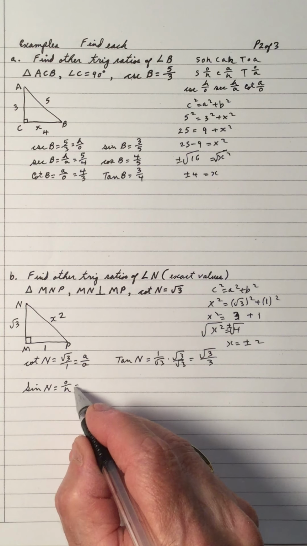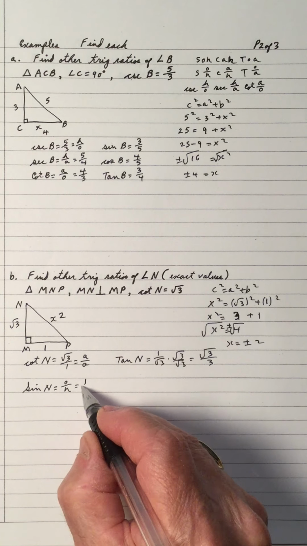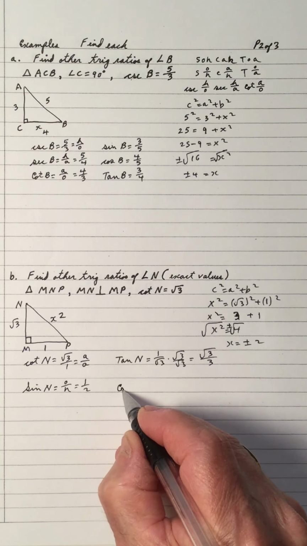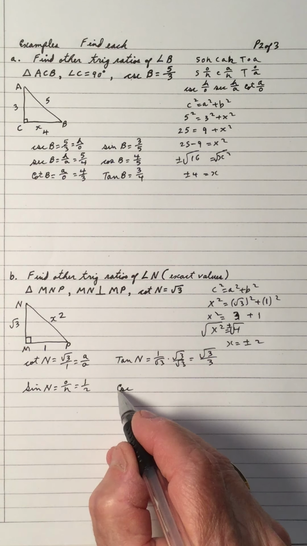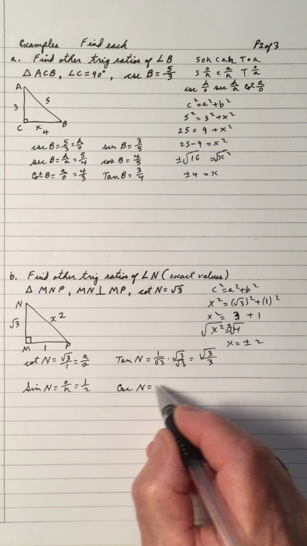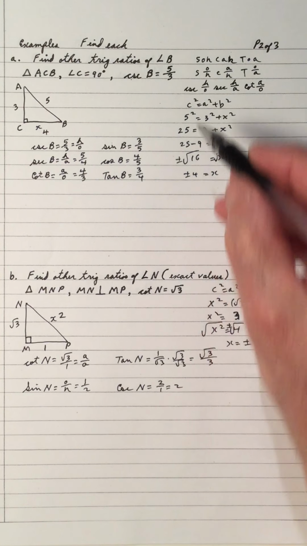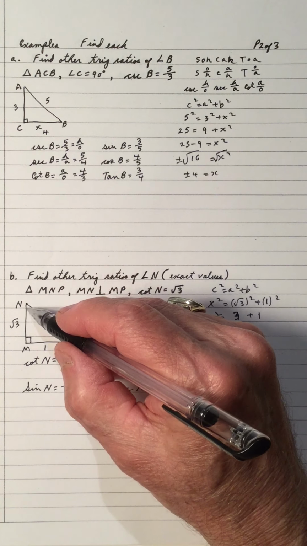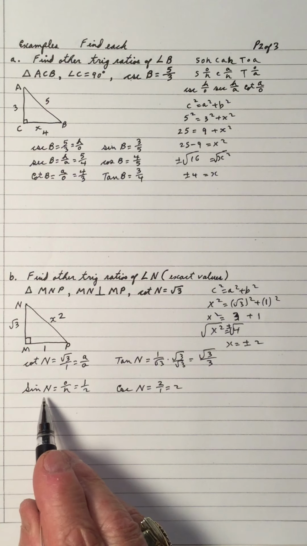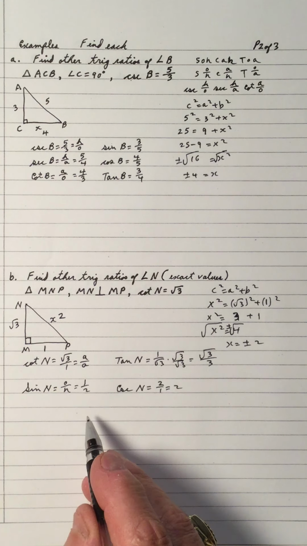So sine is opposite of angle n, which is 1, over hypotenuse, which is 2. So therefore, cosecant is the reciprocal. I got an S, I need a C. Cosecant of angle n is the reciprocal, 2 over 1, or 2. And cosecant is hypotenuse over opposite, so hypotenuse 2 over opposite 1. So either way, sine and cosecant are reciprocals of each other.